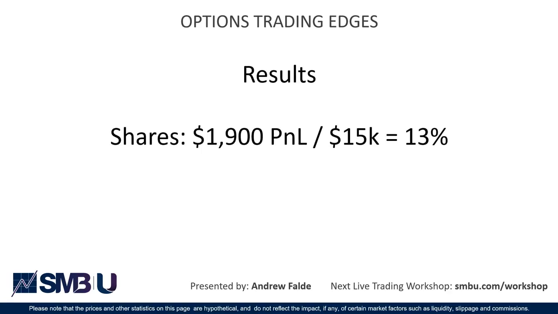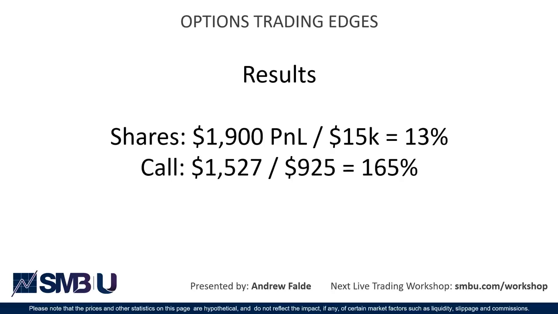The results are, if you own the stock, you would have $1,900 P&L on a $15,000 position, which is 13% return. And if on the call, you'd make slightly less. And one reason for that is you don't get that one-for-one P&L until it gets very deep in the money. Then it starts to act just like the stock. So you have that P&L difference, and you also have the cost of the option.